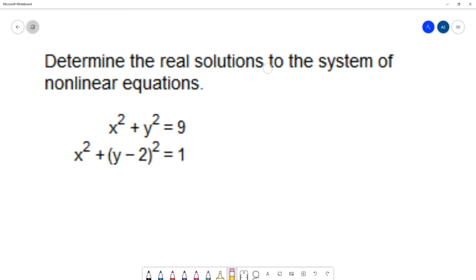Determine the real solutions to the system of nonlinear equations. We have the equation x squared plus y squared equals 9 and x squared plus (y minus 2) squared equals 1. So these are the equations in our system. And with nonlinear systems, I like to get a visual representation before I start solving. So I know that both of these equations are circles.